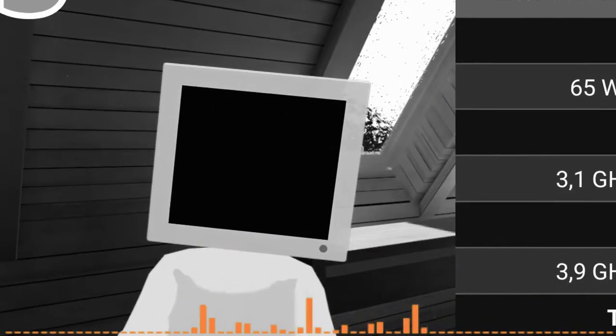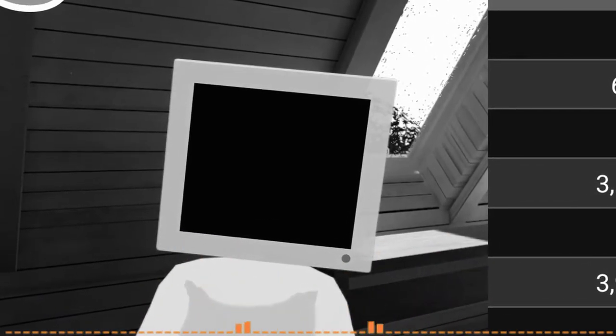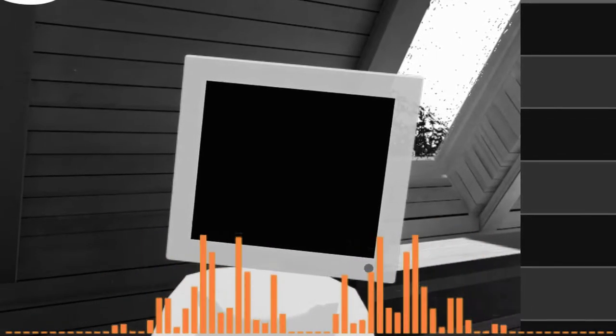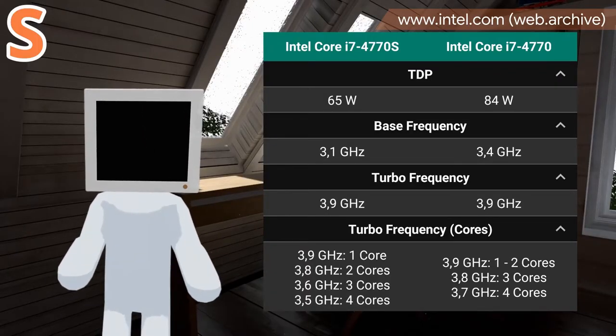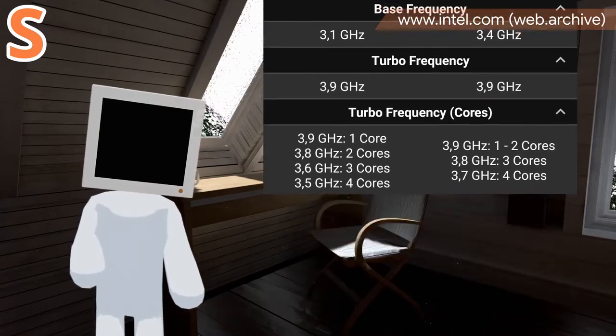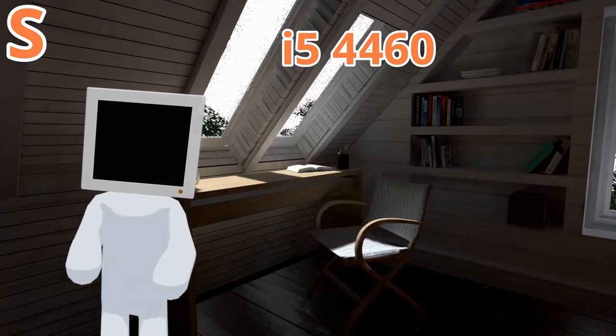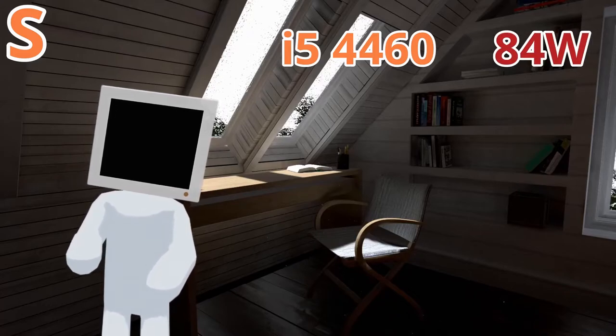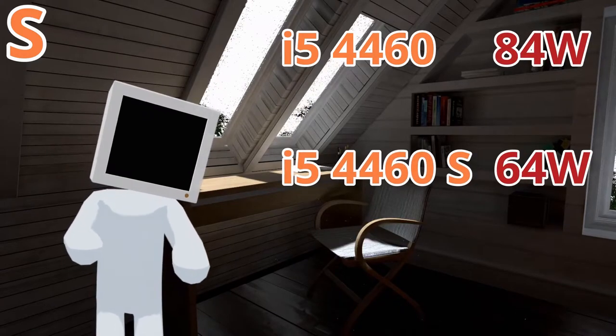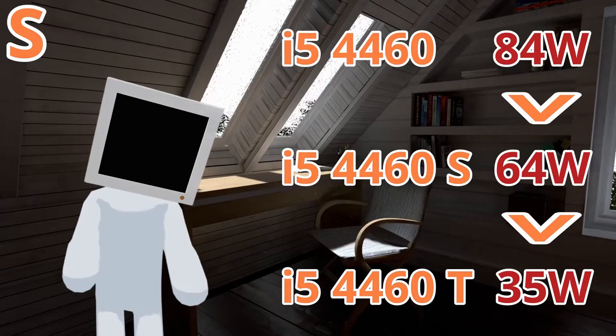But why do you use the same suffix that you use for other CPUs that weren't even long ago? I don't understand, Intel. Why are you like this? It was the same idea: lower clocks, lower TDP, but not that extreme. Let's make an example. The i5-4460 has a TDP of 84 watts, the S variant 64 watts, and the T variant 35 watts. You can see a pattern.